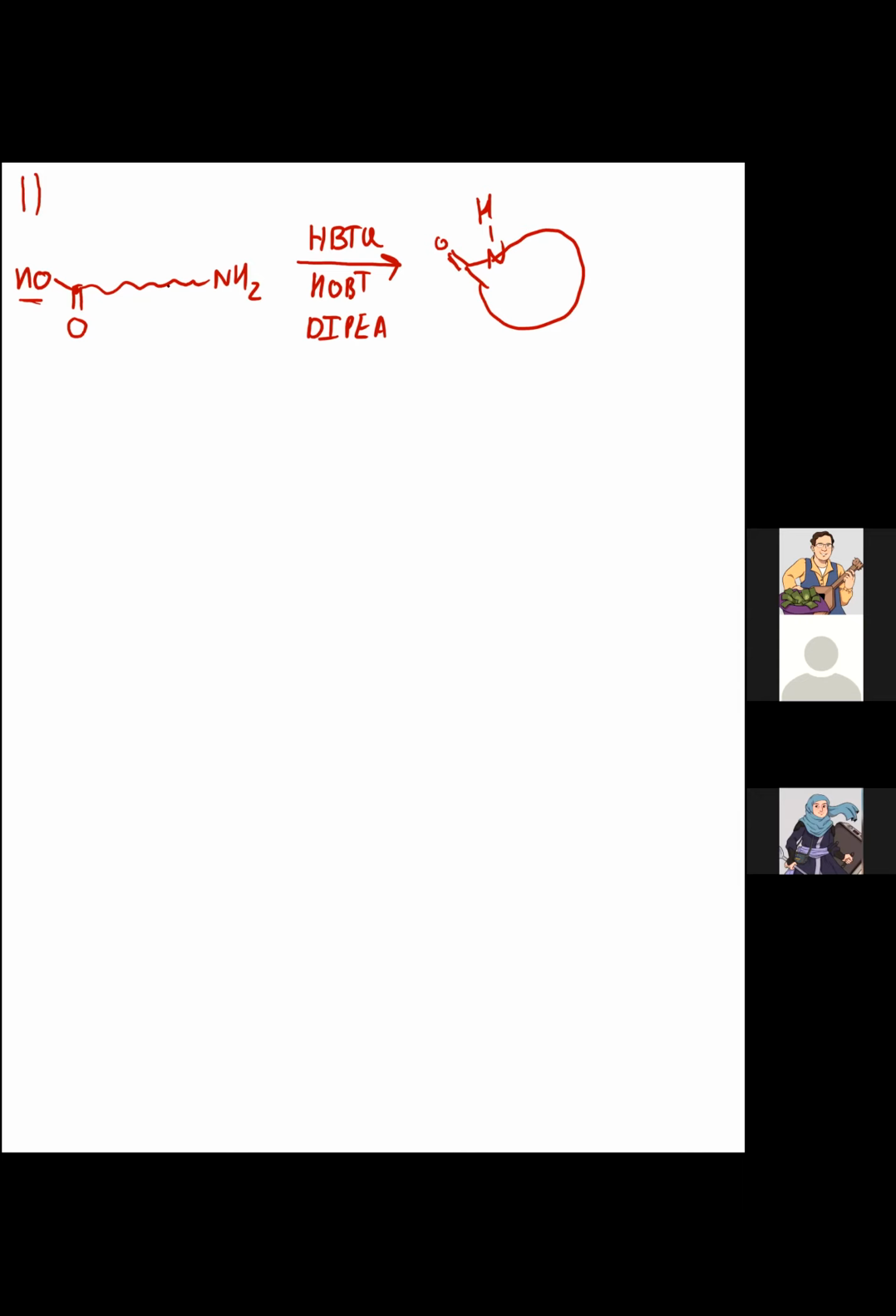Okay. So how does this coupling agent ensure that this peptide is going to be cyclized instead of two peptides combining together? Exactly. These are the problems. This is not anything specific to peptides. This is a universal challenge in macrocyclization.